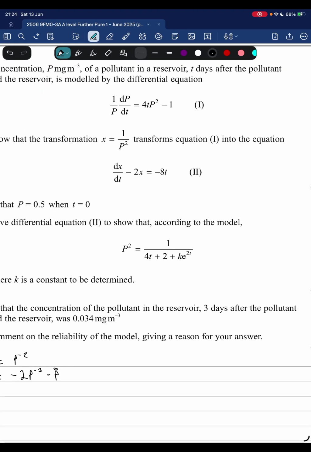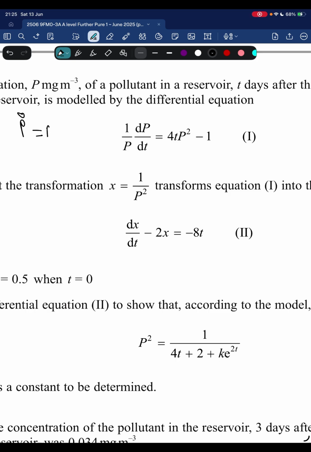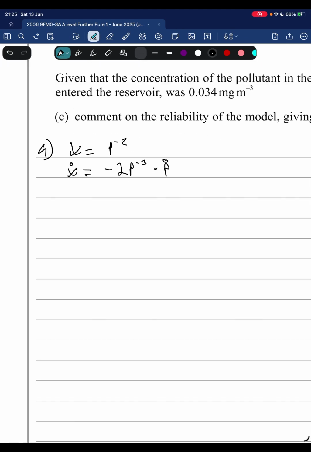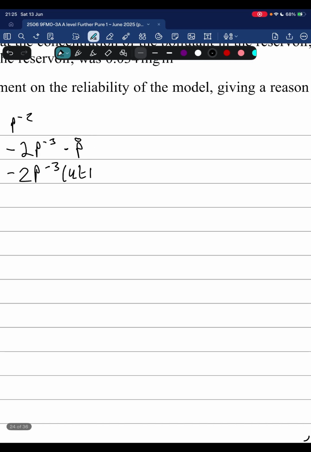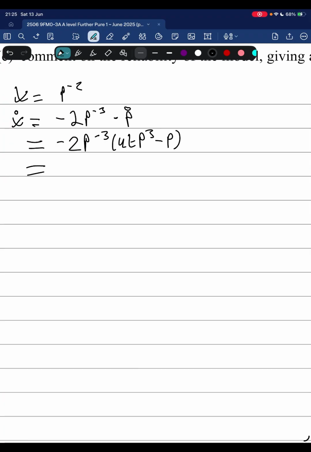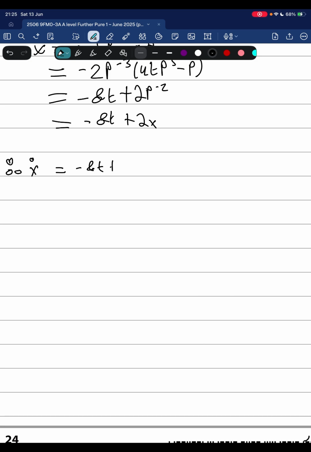But from the original, we have this, right? So p dot is going to be p(4t p squared minus 1), which equals 4t p cubed minus p. So put that into this here, we're going to get minus 2p to the minus 3 times (4t p cubed minus p). And that's going to be minus 8t plus 2p to the minus 2. And now remember, p to the minus 2 is x, so minus 8t plus 2x. So that means that x dot equals minus 8t plus 2x.